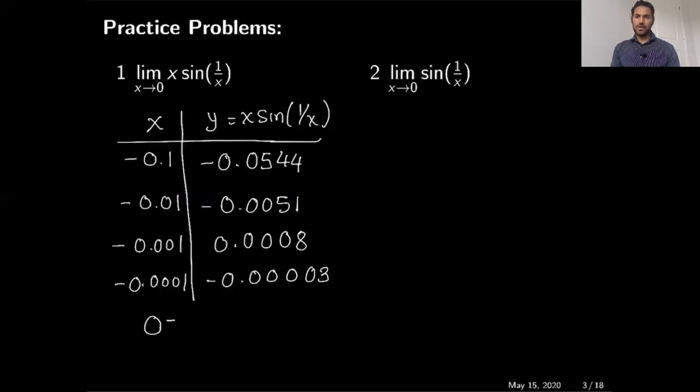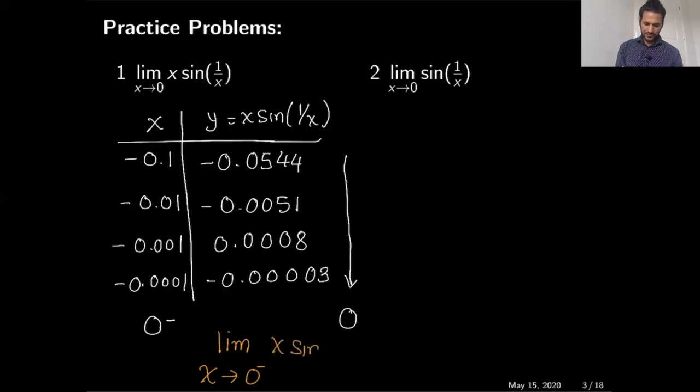So here are my y values when I plug my x values into my function x sine 1 over x. As you can see, as the x values are approaching 0, my y values are also approaching 0. So therefore, we will say that the limit as x approaches 0 from the left of the function x sine 1 over x is equal to 0.